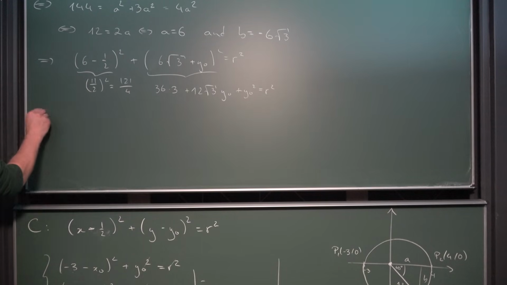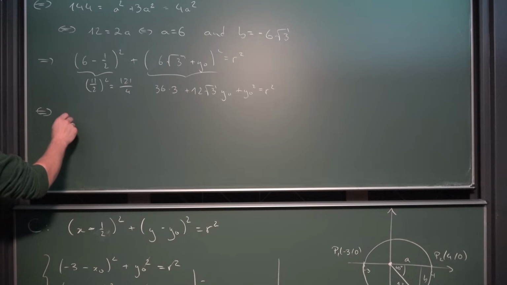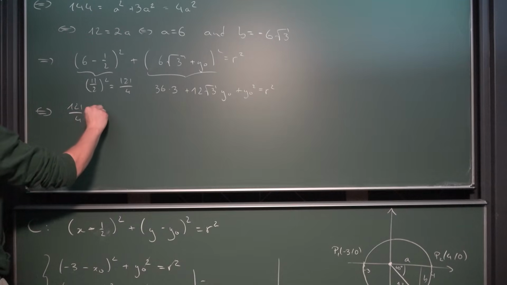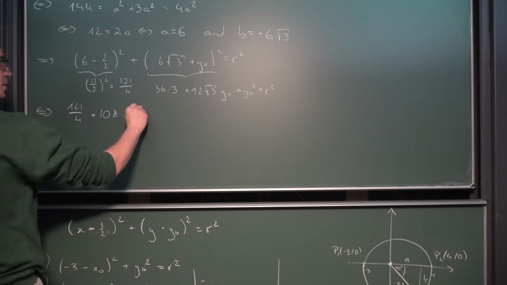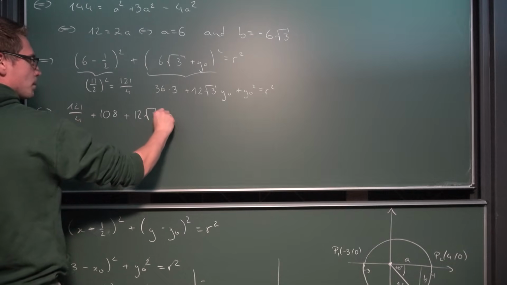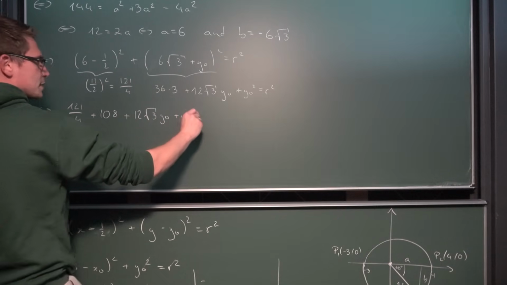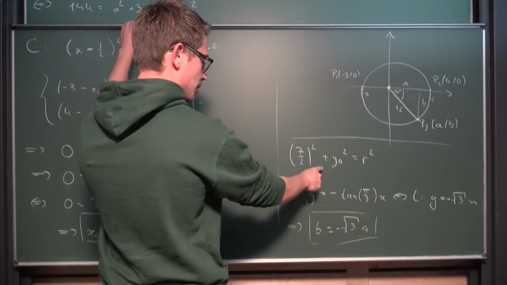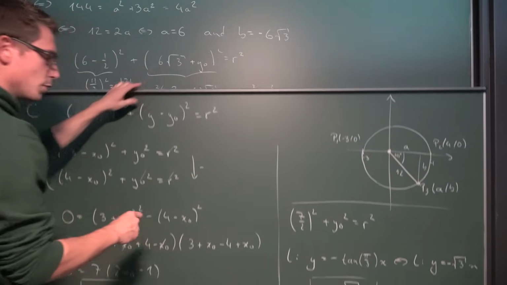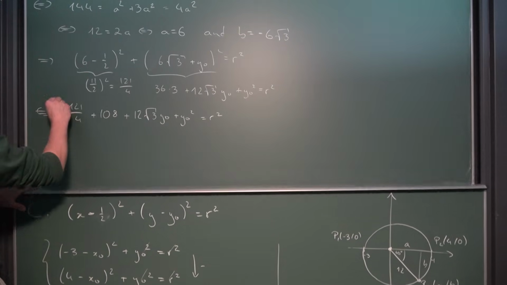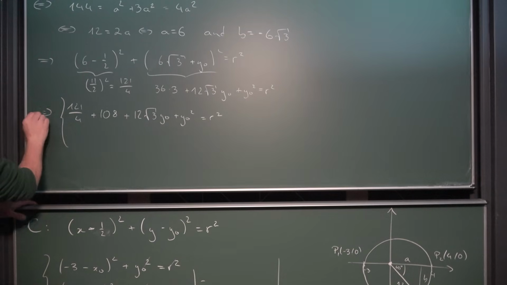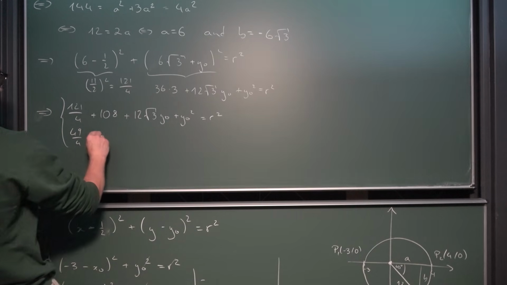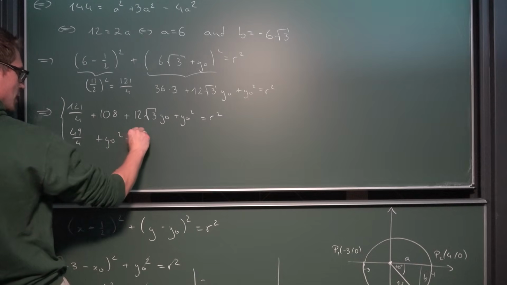Okay, let us write everything out and see what we are going to get. Maybe it turns out nicely. So we get 121 over 4 plus 108 plus 12 square root of 3 y naught plus y naught squared is equal to r squared. But we also have our other equation, which is this one right here. So we have 49 over 4. This right here is a system of equations. So 49 over 4 plus y naught squared is equal to r squared.